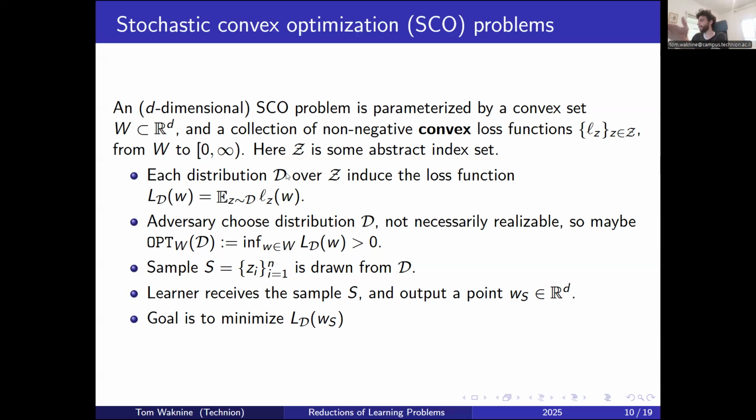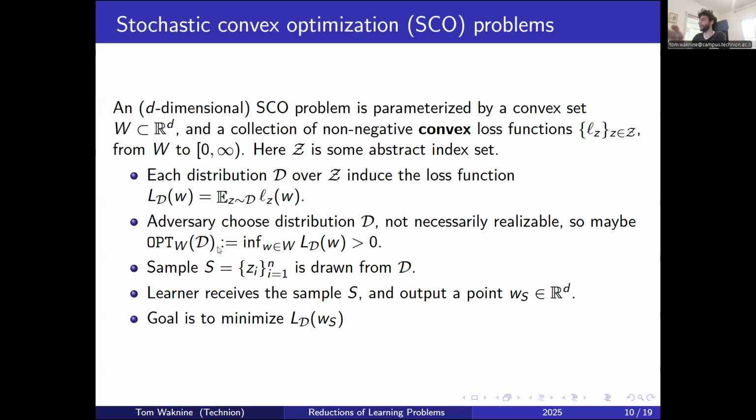And then again, each distribution induces a loss function, LD of W. Now this loss function is convex because it's a convex combination of convex loss functions, so it is itself also convex. Again, the adversary chooses the distribution D. This time we don't necessarily assume it's realizable. It's not too important, but like for general stochastic convex optimization, maybe the minimum of LD of W is not zero, but the process behaves the same.